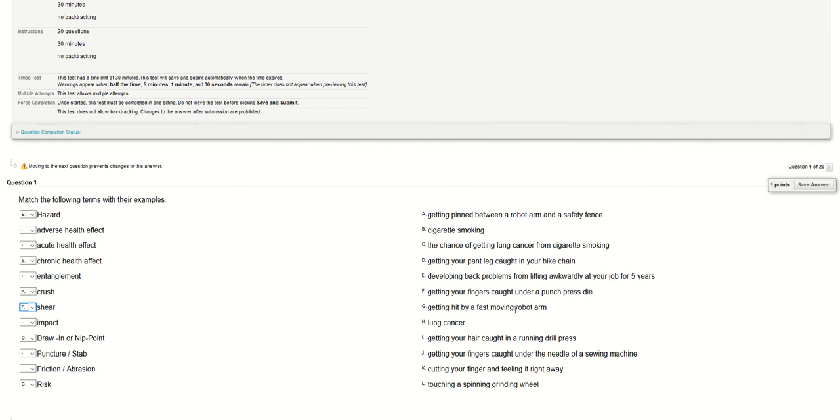Getting hit by a fast moving robot arm. So getting hit by something moving fast and heavy, and you are a stationary object but you're not getting pinned against something, that is an impact. Lung cancer. Lung cancer is an adverse health effect. Up here in C, we talked about the chance of getting lung cancer from cigarette smoking. That is a risk. Lung cancer itself is the adverse health effect. Getting your hair caught in a running drill press. That is an entanglement. So I is going to be entanglement.